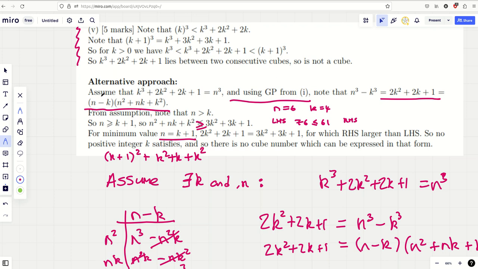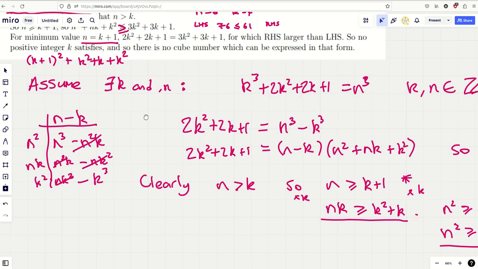So if n equals k plus 1, as I argued before, that's going to become 1, and this is going to be equal to this. So you've basically got n squared plus nk plus k squared equals 2k squared plus 2k plus 1. Oh, and it also equals 3k squared plus 3k plus 1. And that doesn't make any sense. Have I got it all written down clear down here?